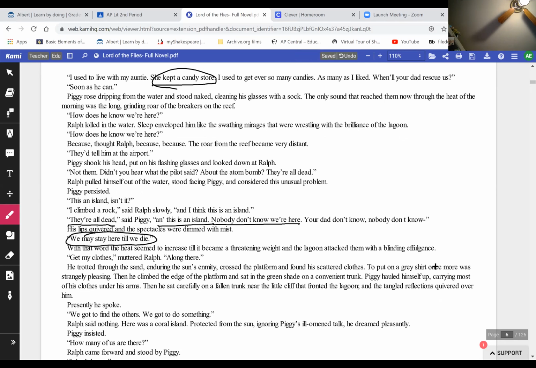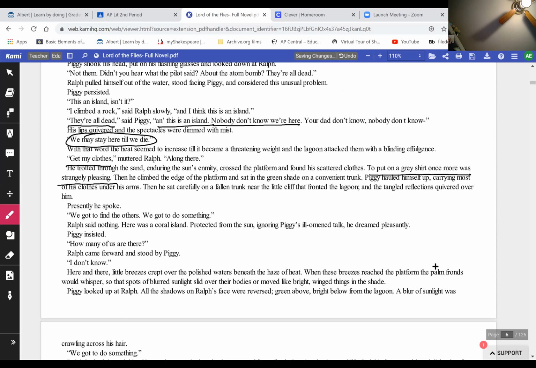And at that point, Ralph says, "Get my clothes." So that idea of him realizing, like, at first it seems fun, no rules, no nothing. But then the realization hits. And so now he gets his clothes and puts them back on. And he says here, put on a gray shirt once more, was strangely pleased with that idea of civilization coming back, to that little tiny bit of savagery there, right? Because that's the line you're looking at. On one side is being civilized, the other side is being a savage.